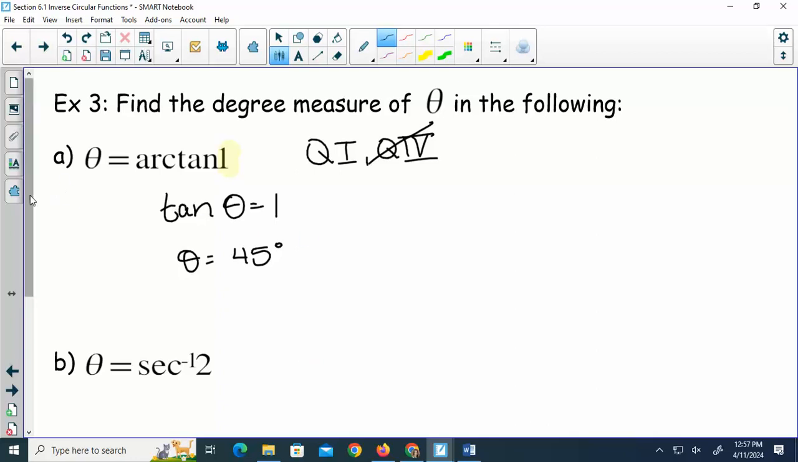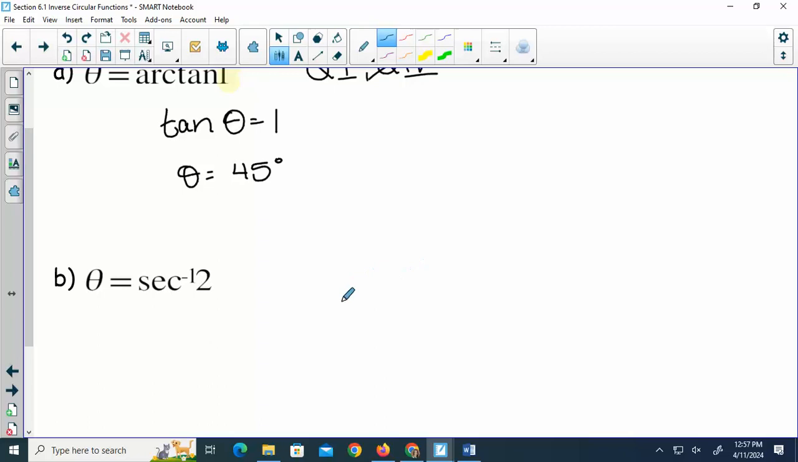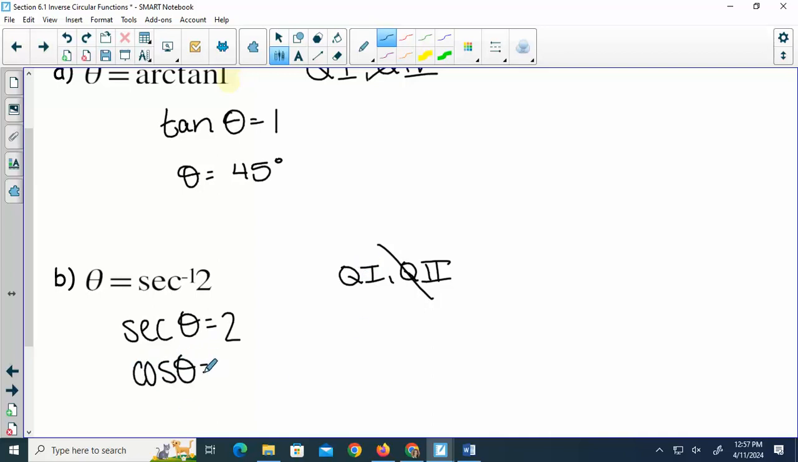Secant inverse of 2. Secant inverse is the reciprocal of cosine. So which quadrants can we be in? If it's positive, we're going to be in quadrant 1. So this is saying secant of some angle is equal to 2. So you're basically in quadrant 1 from your unit circle. When is secant 2? Another way to think about it, if secant is 2, what's cosine? When is cosine 1/2?